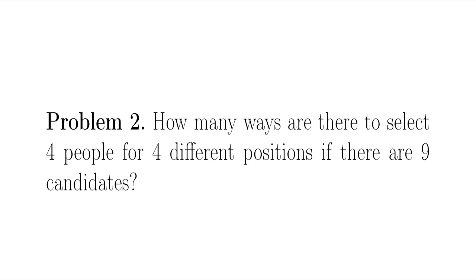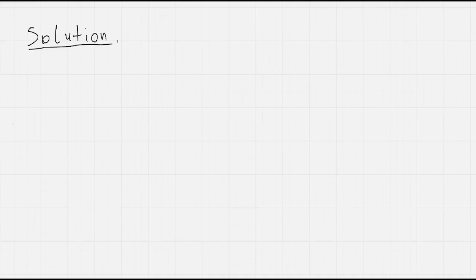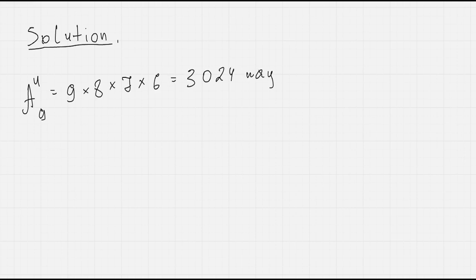Problem 2. How many ways are there to select 4 people for 4 different positions if there are 9 candidates? Solution. A of 9 and 4 is equal to 9 times 8 times 7 times 6, that is 3024 ways.